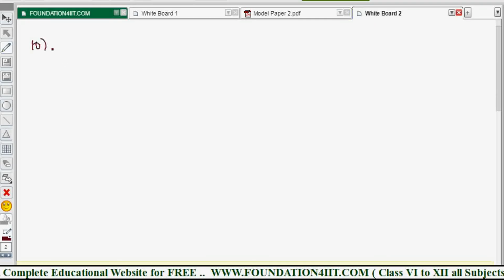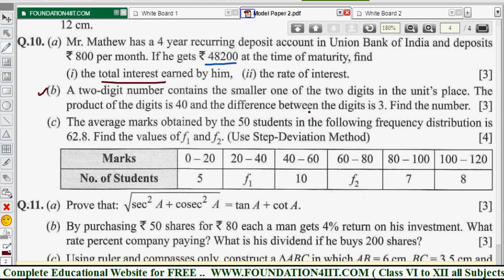So let me take this question. Take the units place as x. Let the units place be x. Then according to the question, the tens place must be x plus 3, because if you observe, the difference between them is 3.